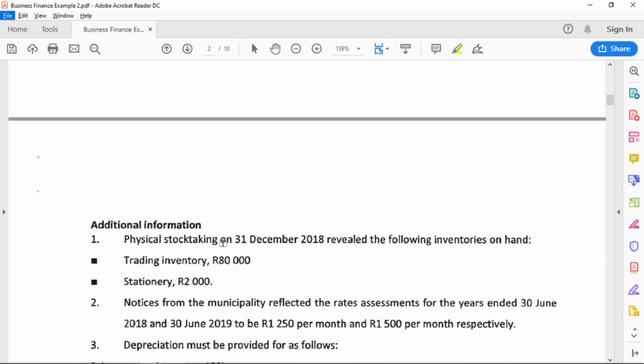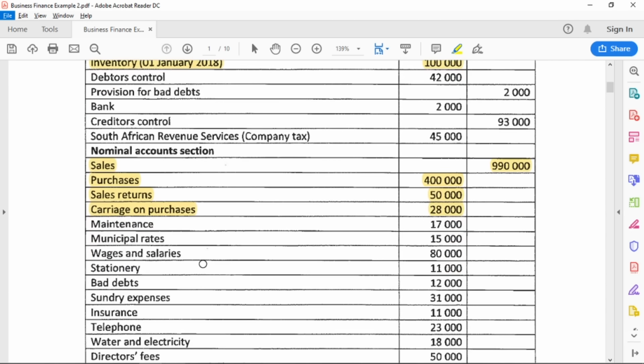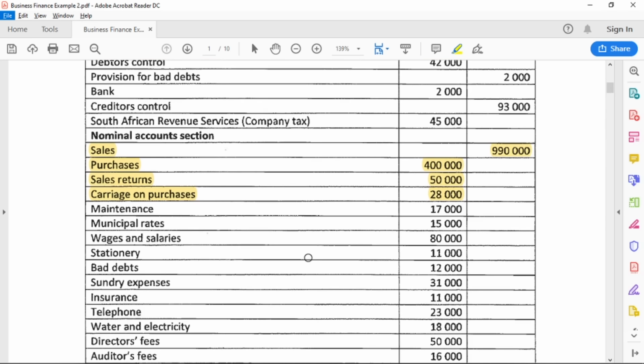So the next thing that we look for is our closing inventory. Remember, we had our opening inventory and we had what we bought during the period, which is our purchases, and we had our carriage on purchases. We added all that together. Now I want to see what is my closing inventory, because when I have my closing inventory, I'll be able to know how much inventory I sold.